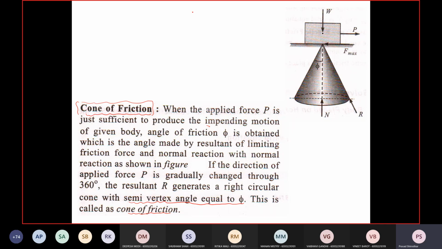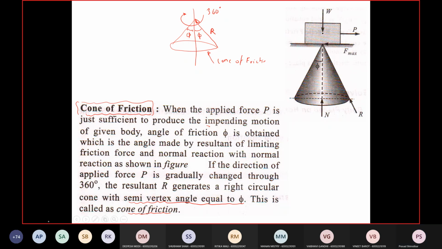If I say this is the resultant R, and if I rotate this vector R about this axis through 360 degrees, then this will generate a cone. Right? So this is called the cone of friction. And the semi-vertex angle of this cone is phi. This is phi. The total angle at the vertex is 2 phi. Semi-vertex angle is equal to phi.